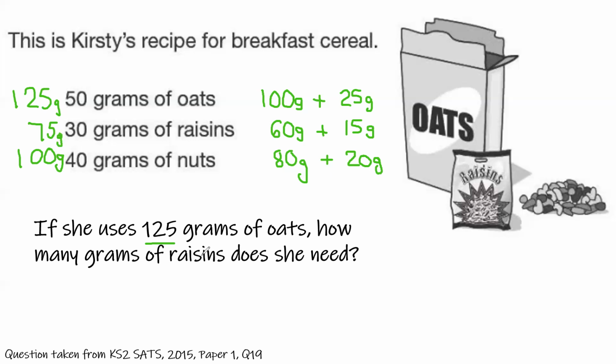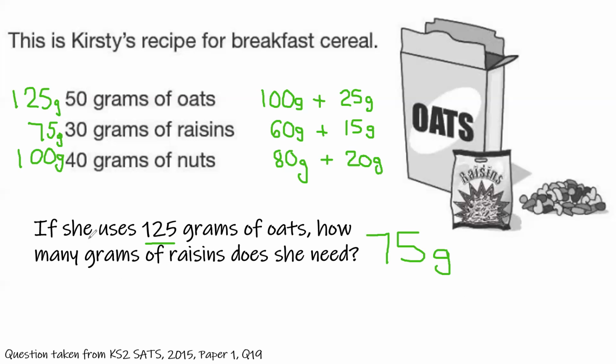So if we go back to the question, just check that we've worked out the right thing. We haven't misread the question or made a mistake. If she uses 125 grams of oats, how many grams of raisins does she need? So we've worked out 125 grams of oats, 75 grams of raisins. Good, so that was definitely a bit of a tricky challenge, but I think hopefully you'll have understood it now that I've talked it through.